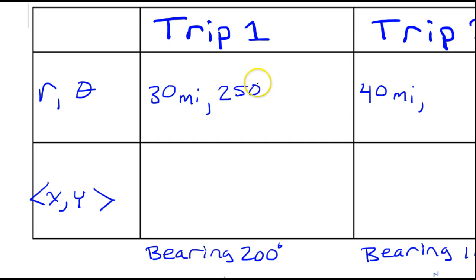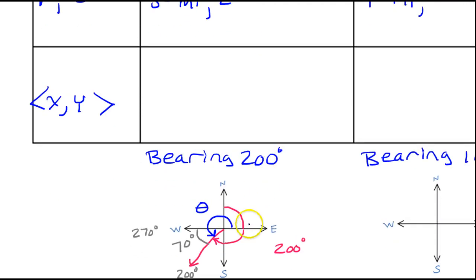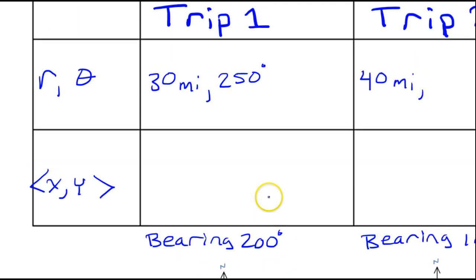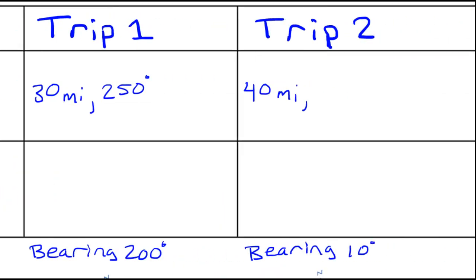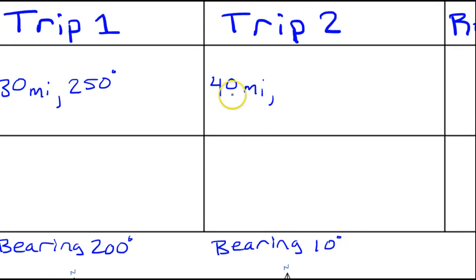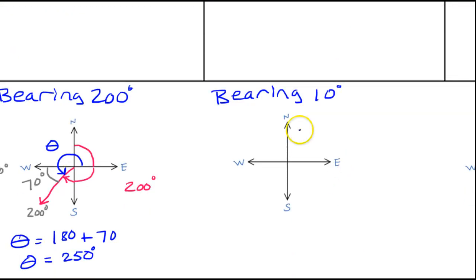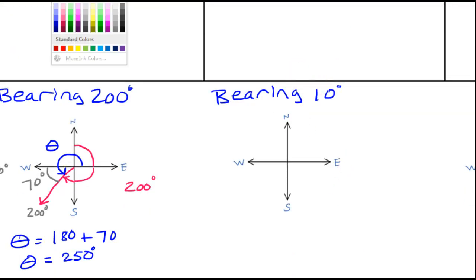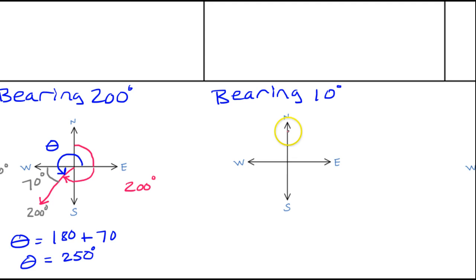So the bearing of 200 is the same thing as 250 degrees measured from the east. Alright, let's do the same thing with trip 2. We have the magnitude, we need the direction. They gave us a bearing of 10 degrees. That means starting at north, you move 10 degrees clockwise. So this vector is in the first quadrant, and this is the 10 degrees right there.